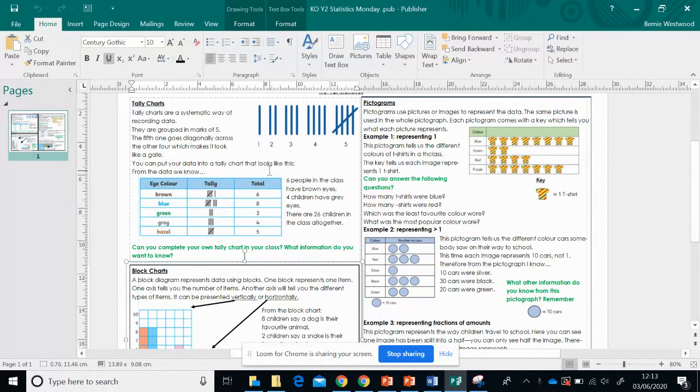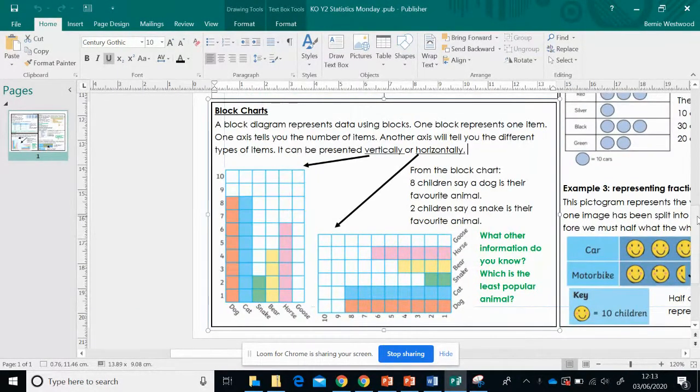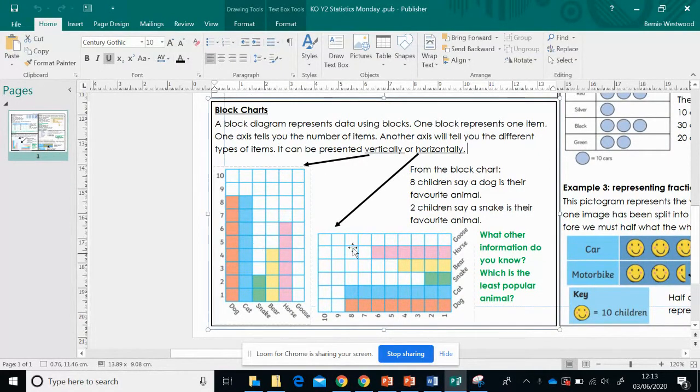We should be feeling really confident with those. We've done lots of work on pictograms. Now we're going to do a little bit of work on block charts. I'm just going to zoom in here and you'll see that it's actually a really nice and clear way to represent data, and it's nice and colourful often too, which is nice.